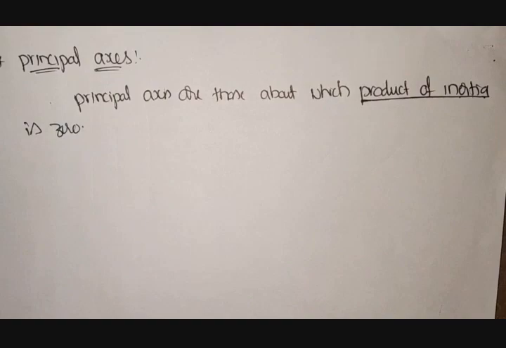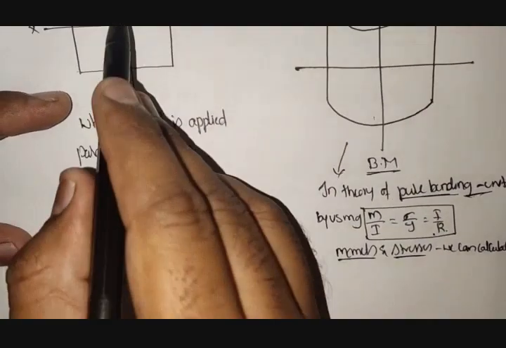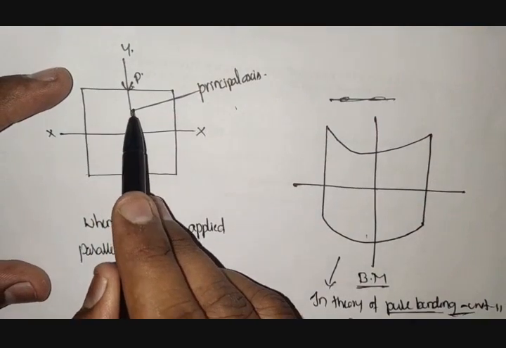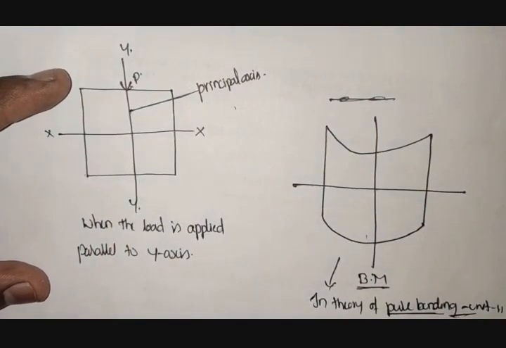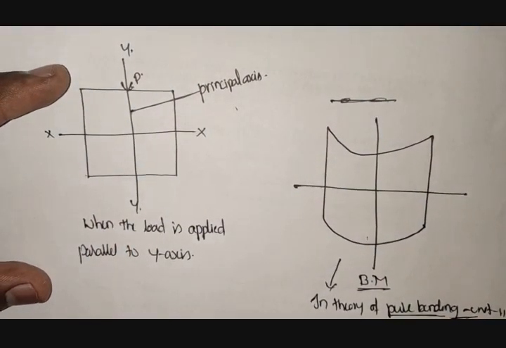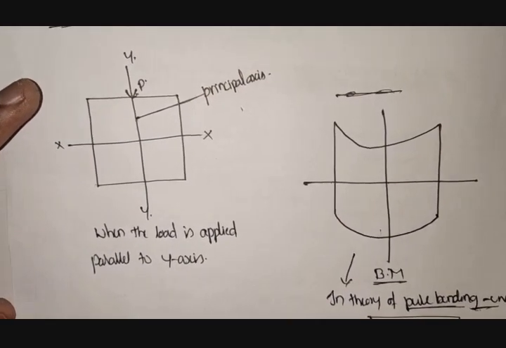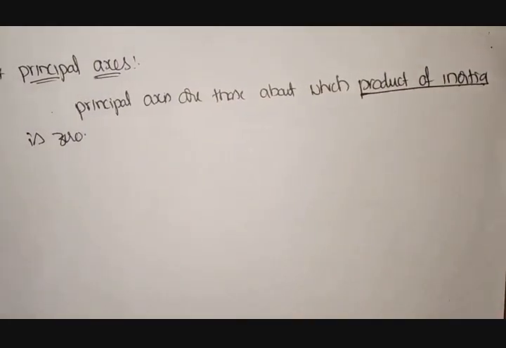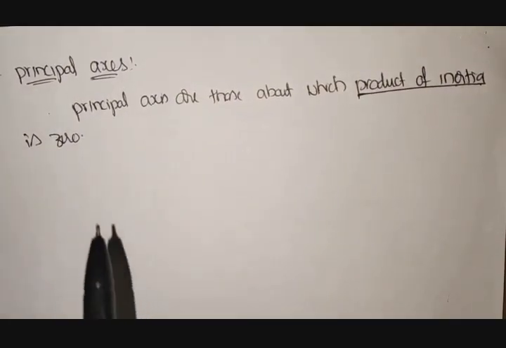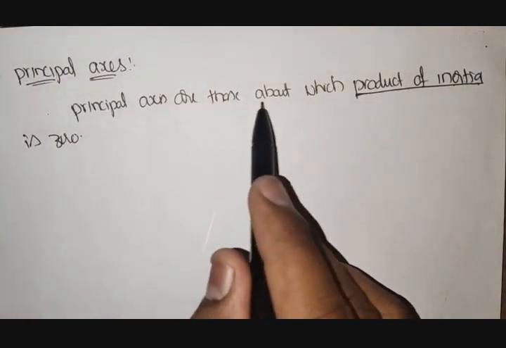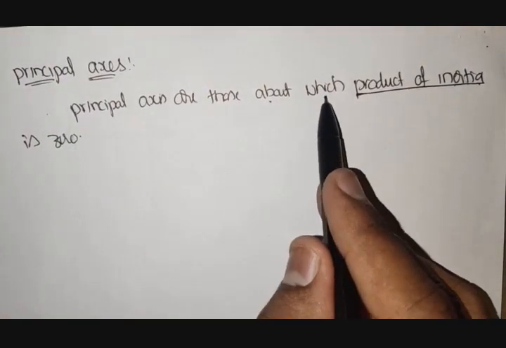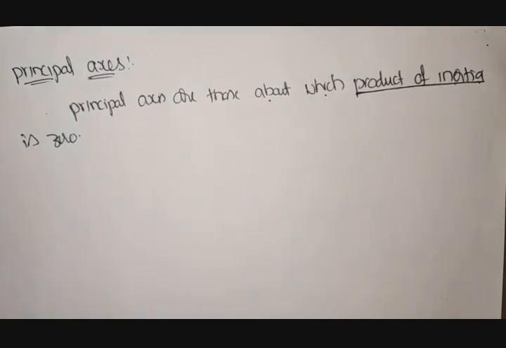If we see in the previous figure, we have noted this as the principal axis for a symmetrical section. For an unsymmetrical section, we are going to get either a C section or an angle section, where the principal axes are going to differ. So that we will see now. The definition of principal axis is: principal axes are those about which the product of inertia is 0.